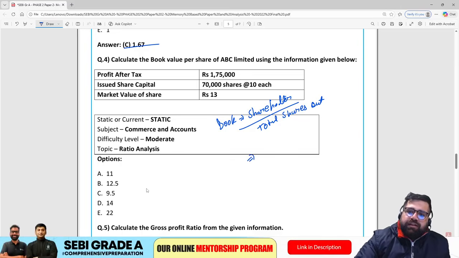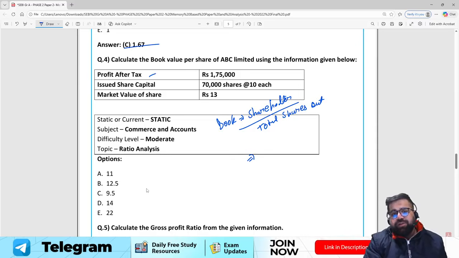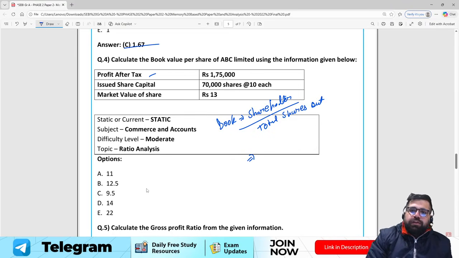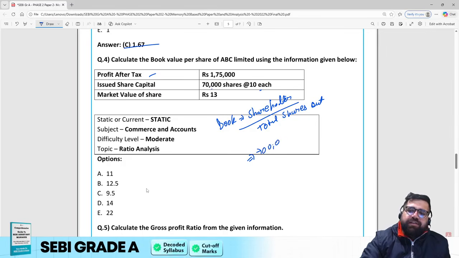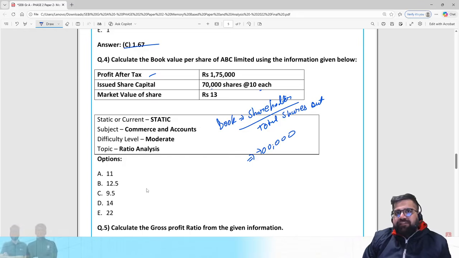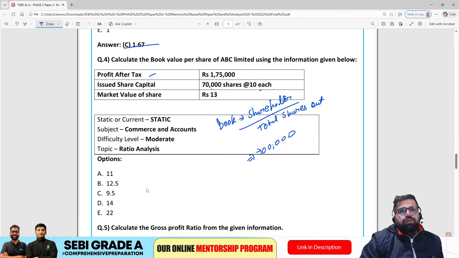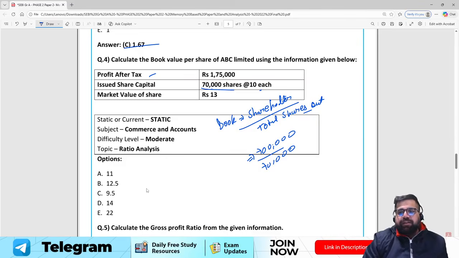So if you do this, then your shareholders' fund will come out as what? In the information which is given, profit after tax, issued share capital, market value of rupees 13. If you solve this, your shareholders' fund has just one component, which is 70,000 shares into 10, which is 7 lakh rupees, right? 70,000 is the total number of shares multiplied by the face value. So total share capital is 7 lakh only, divided by the total shares outstanding, which is 70,000. Now if you solve this, your answer will be somewhere around 10, right?